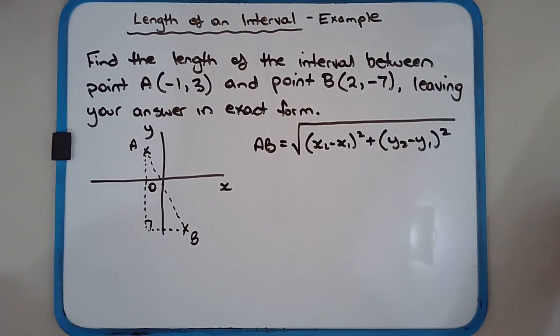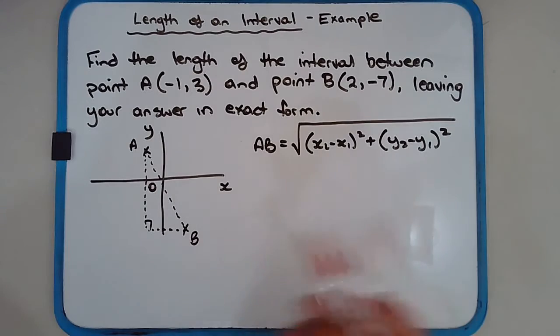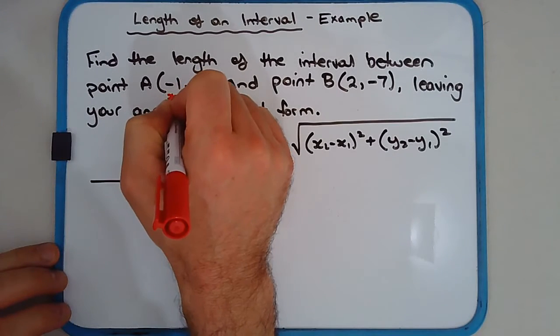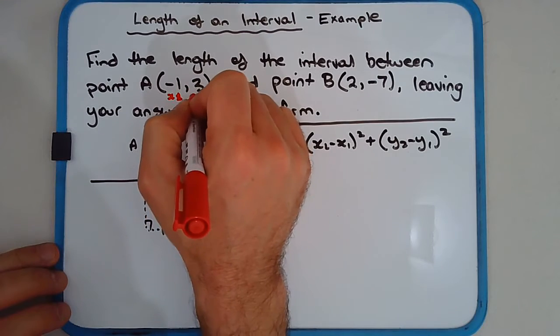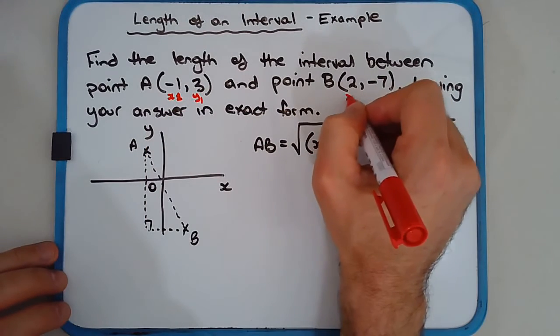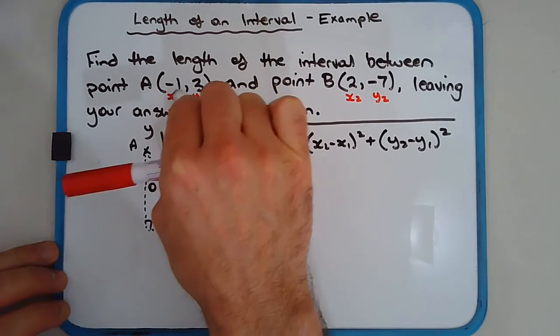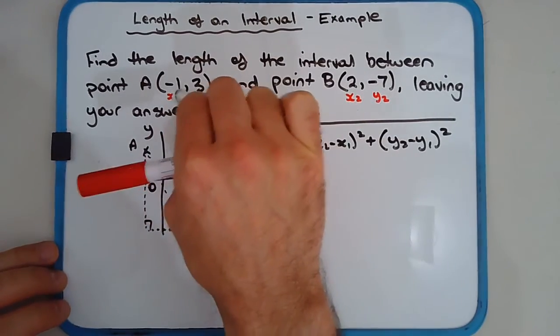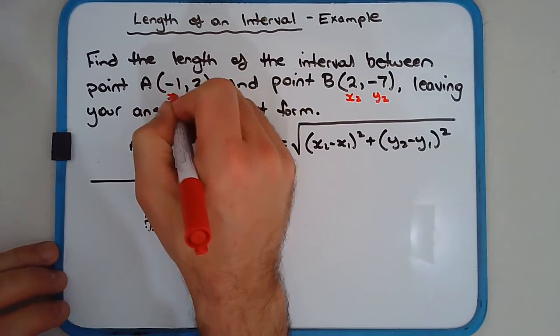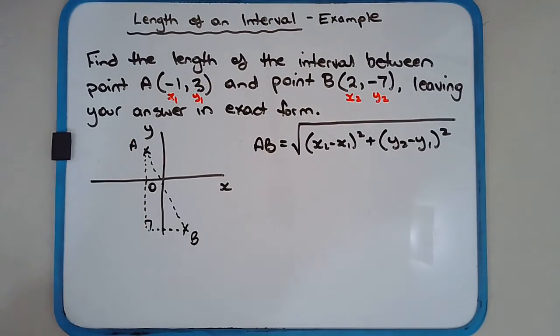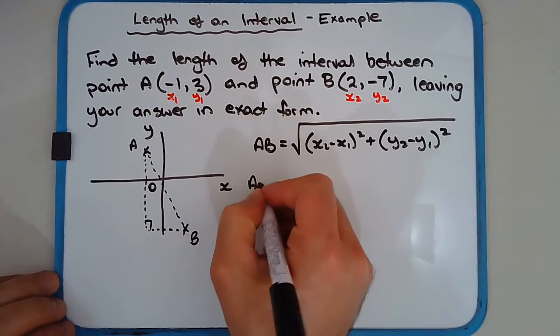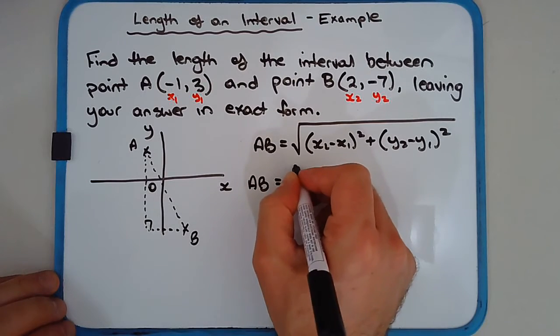Now, maybe just to make life a little bit easier, why don't we label the coordinates x1, y1 and x2, y2, so that just makes the substitution a little bit easier. So let's make that one x1, y1, and let's make this one x2, y2. Let's substitute these values into the formula.